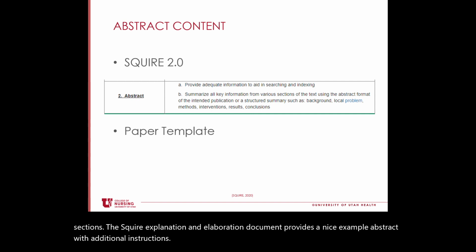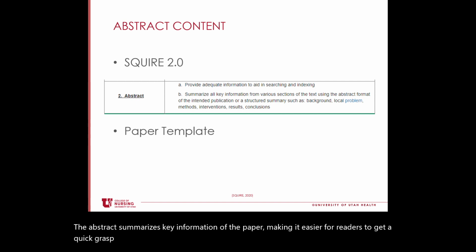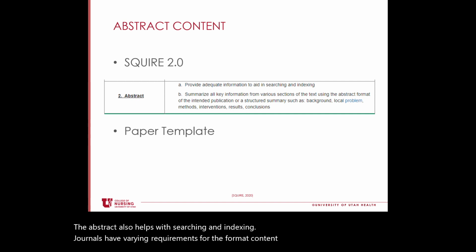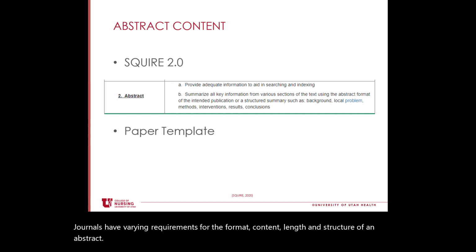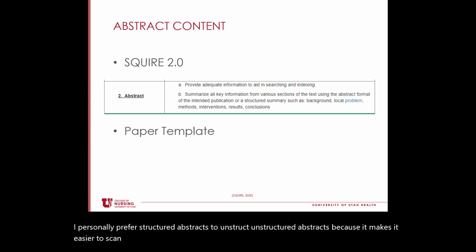The abstract summarizes key information of the paper, making it easier for readers to get a quick grasp of the paper contents. The abstract also helps with searching and indexing. Journals have varying requirements for the format, content, length, and structure of an abstract. I personally prefer structured abstracts to unstructured abstracts because it makes it easier to scan the abstract for desired information.